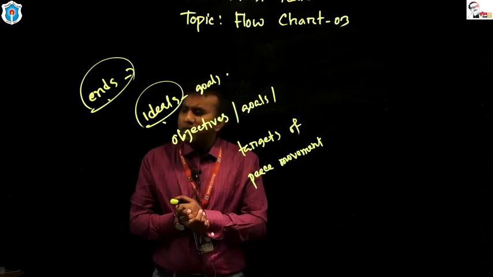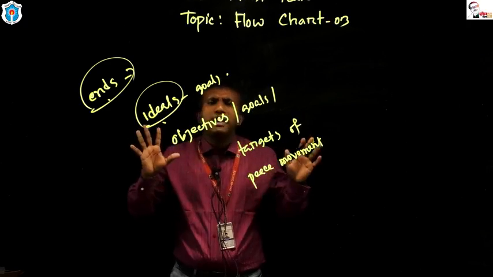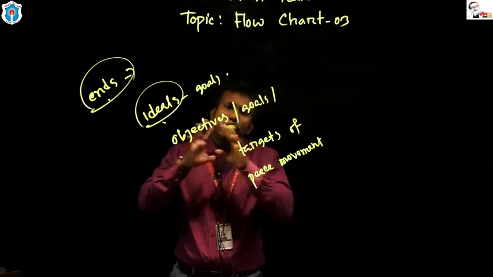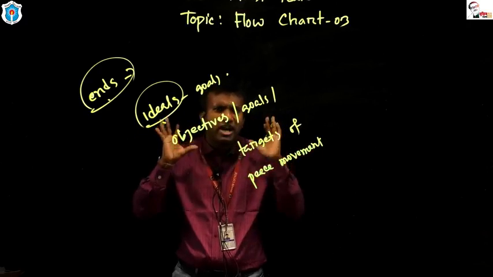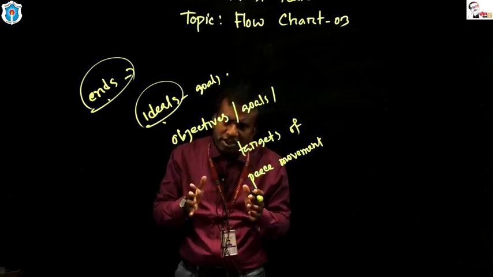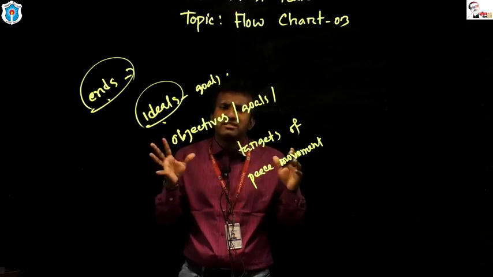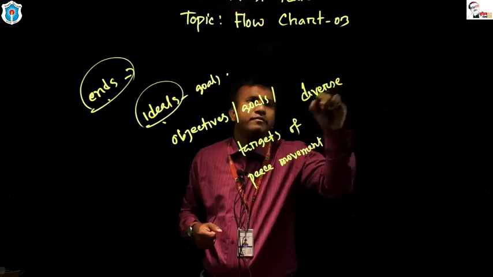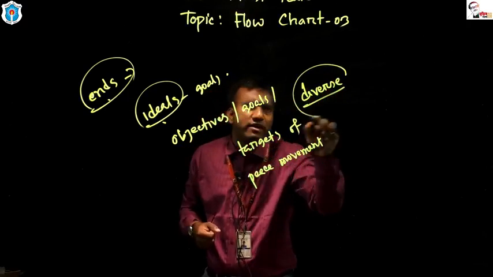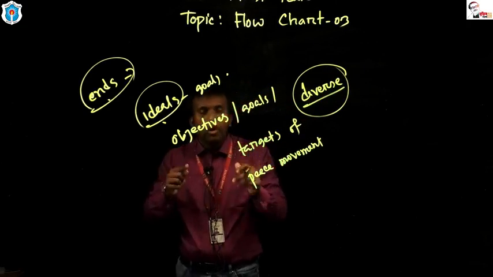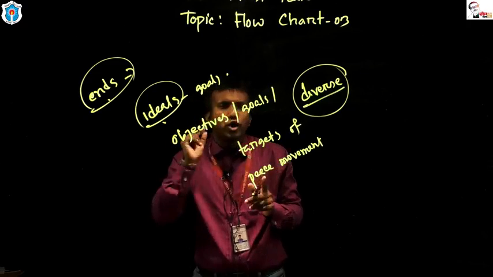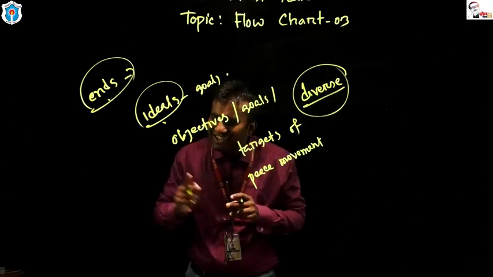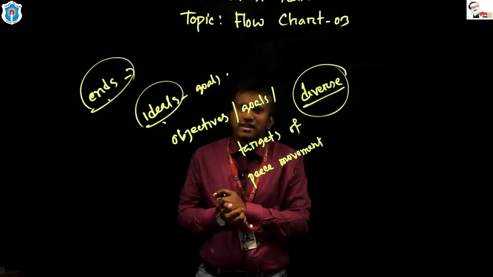Next one, different organizations involved in peace movement. I have already told you that there are a lot of organizations all over the world working for peace movement. All the organizations don't have the same targets. Different organizations have varied or diverse targets, but one target or goal is common to all organizations, and it is sustainability of peace.